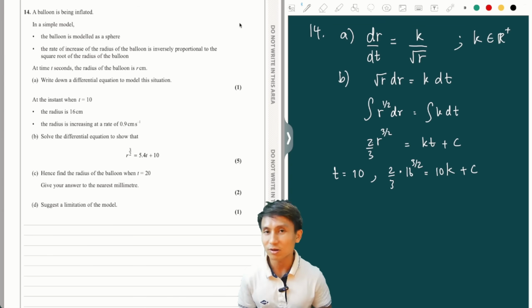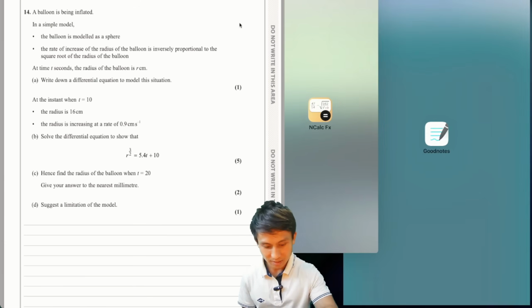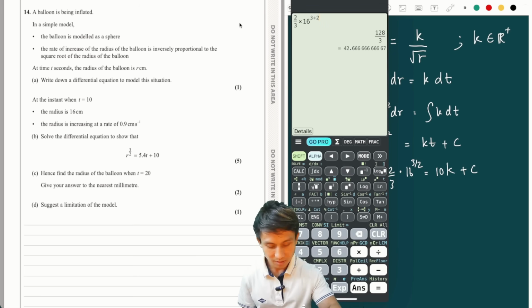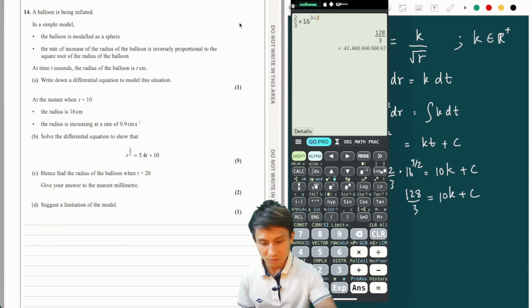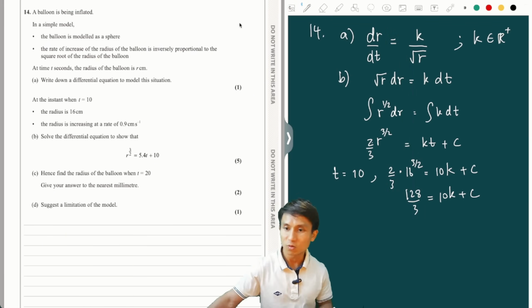16 to the power of 1/2 is 4. 4 to the power of 3. Let me use a calculator just to be safe. 16 to the power of 3 over 2. So that is 128. Oops. 128 divided by 3 equals 10k plus c. Just going to keep this equation for the time being, because I think we need more information.